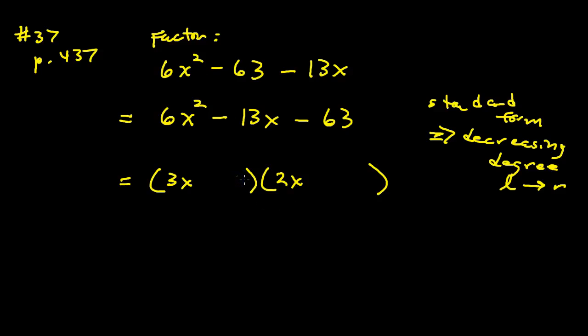Let's see. Let me think for a minute. I'll try 9 here, and 7 here. Let's see how that looks. The outer product here, again, this is the real battle, is the inner and outer product adding up to a minus 13. I'll get a 27x for the outer product and 14x.